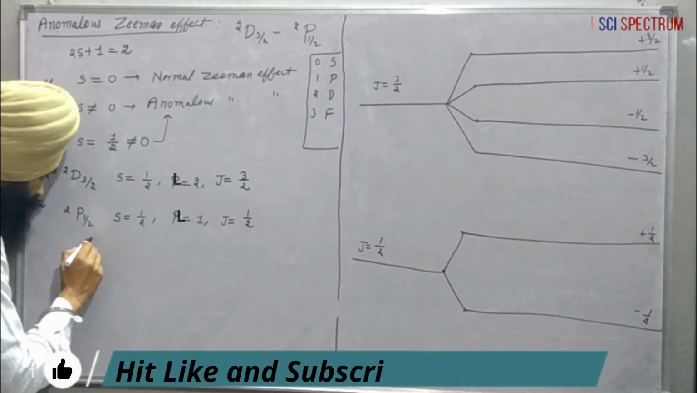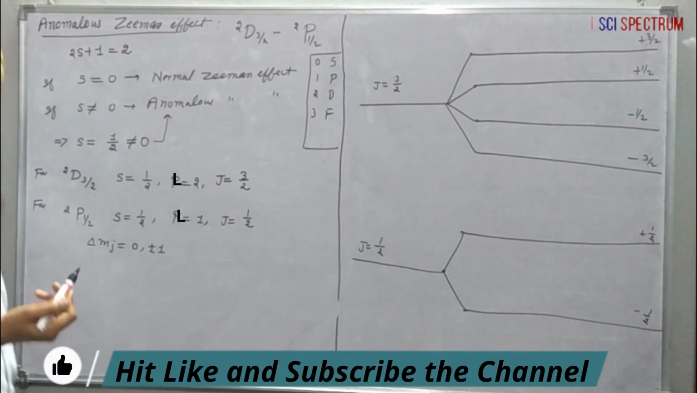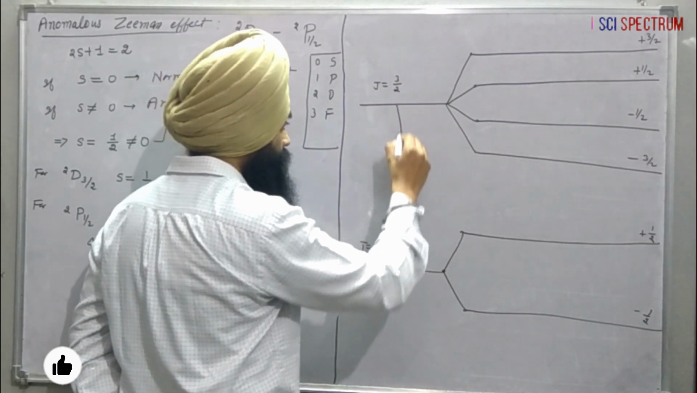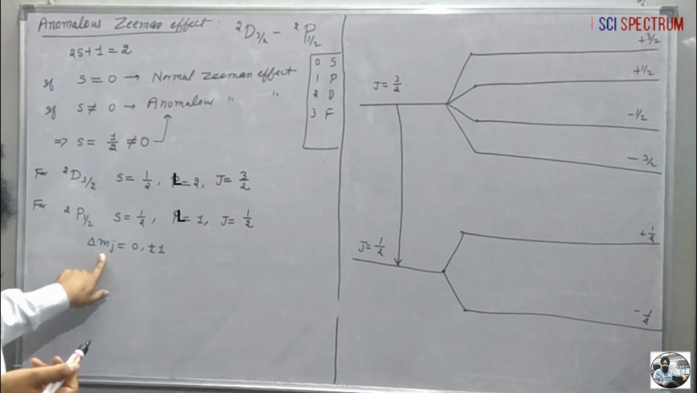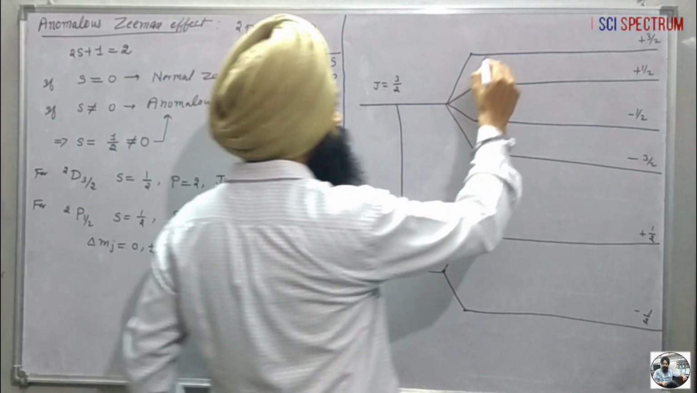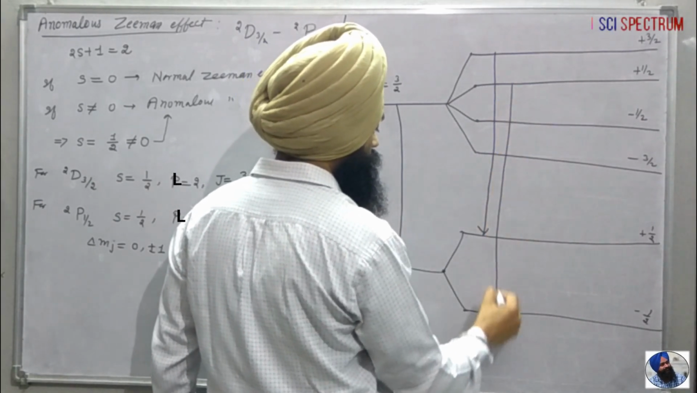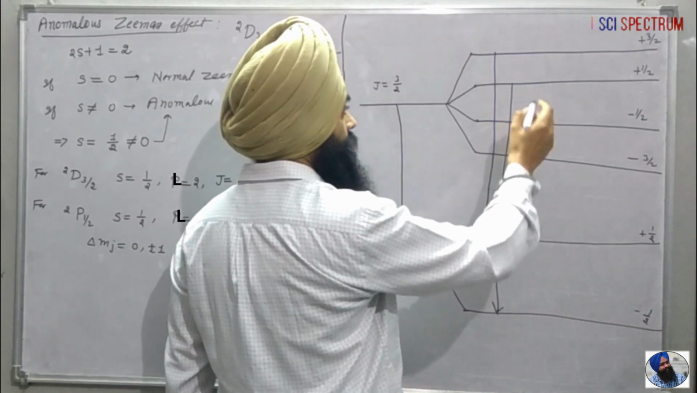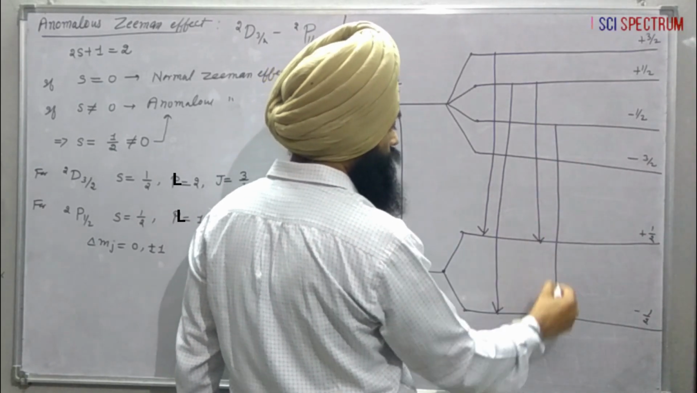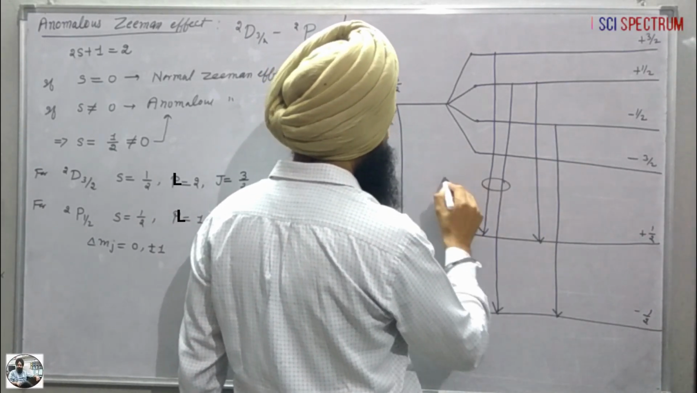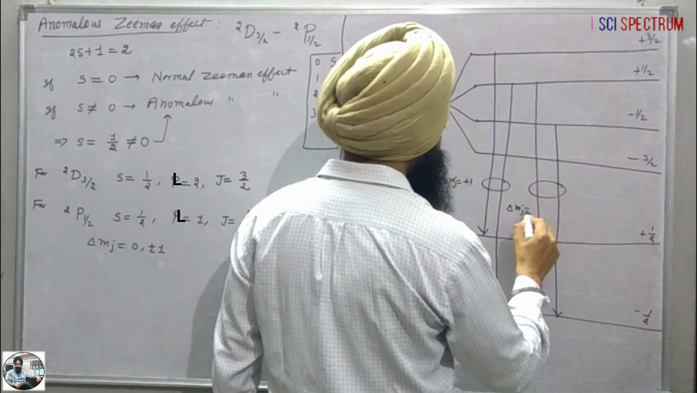We will use delta mj is equal to 0, plus minus 1 to show the transitions. Without magnetic field, only one line. With magnetic field, let us say for delta mj is equal to plus 1, we have 3 by 2 to 1 by 2 and 1 by 2 to minus 1 by 2. Two lines. For delta mj is equal to 0, half to half, minus half to minus half. Here delta mj is equal to plus 1. Here delta mj is equal to 0.